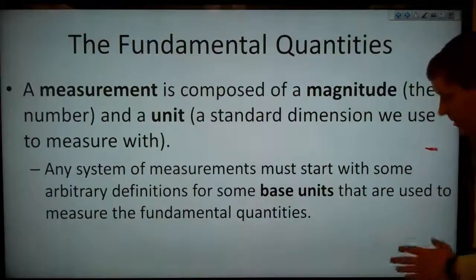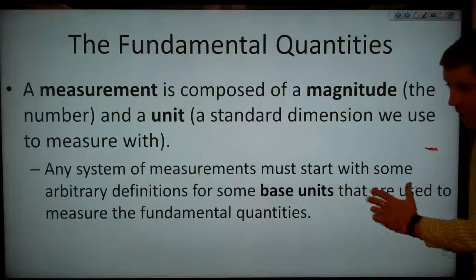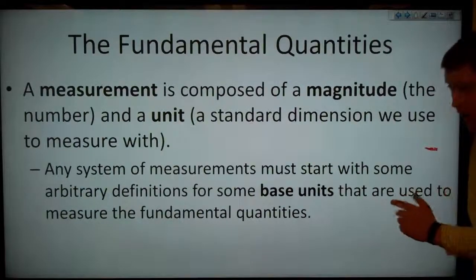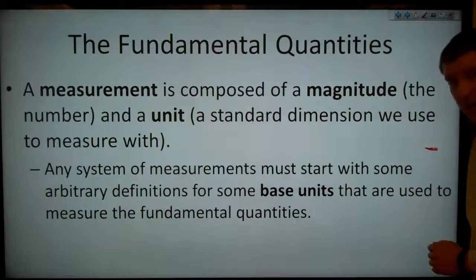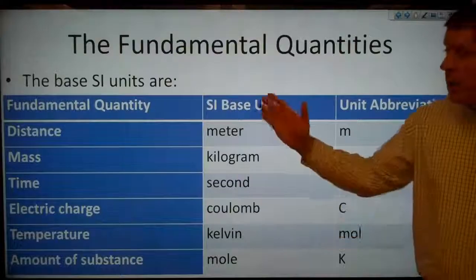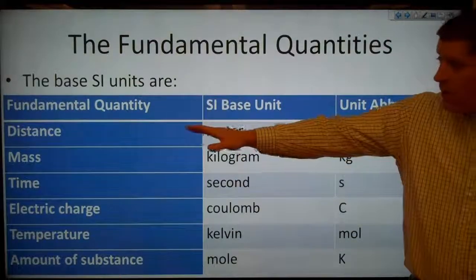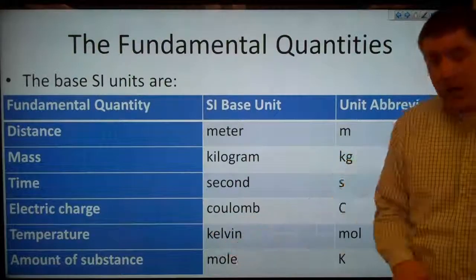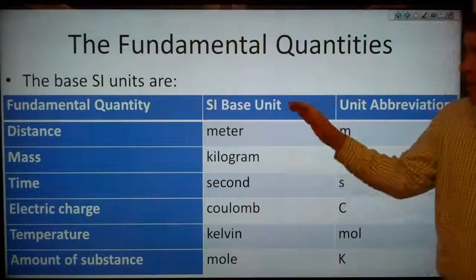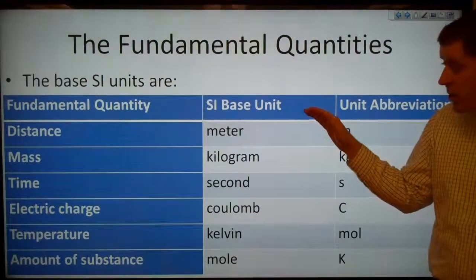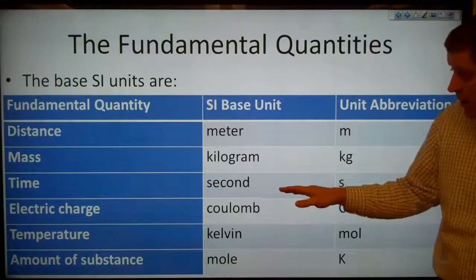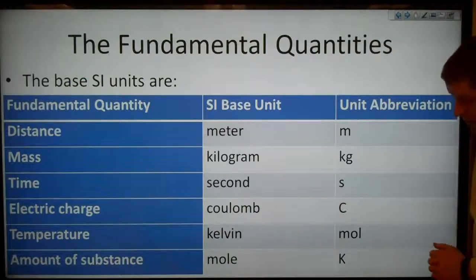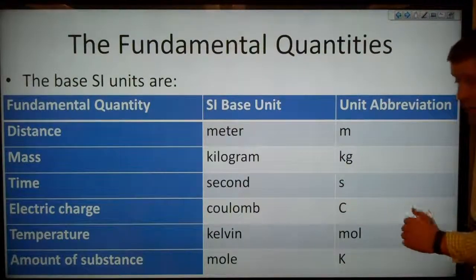Any system of measurements must start with some arbitrary definitions for some base units that are used to measure the fundamental quantities. So in the SI system, we have some fundamental quantities: distance, mass, time, electrical charge, temperature, and amount of substance. And the base units associated with those are meter, kilogram, second, coulomb, Kelvin, and mole. And then you can see over here the abbreviations for those units.